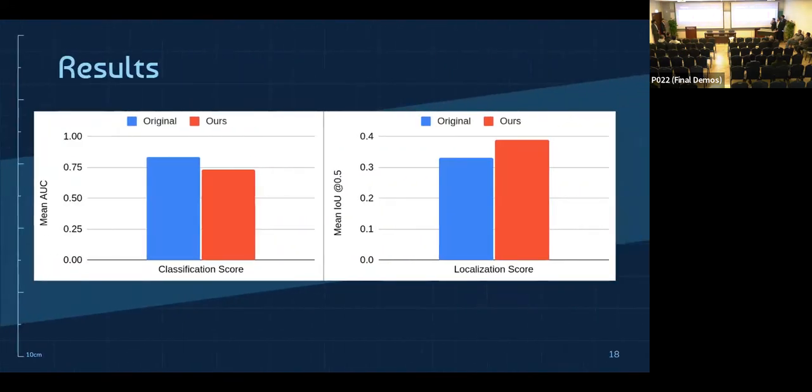So for the results, we did not adjust the architecture itself for the HAM model, but we tried it on the new dataset. We achieved a slightly lower AUC score, but a slightly higher IOU score.